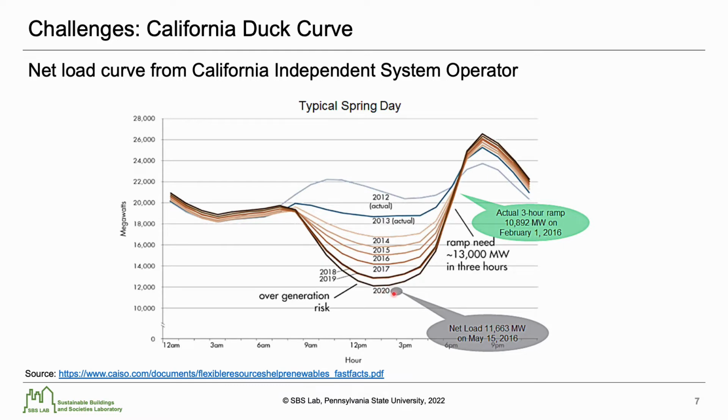And then when the sun goes down, there's a very quick increase of the net load because of the quick drop of PV production. This is going to bring two significant challenges. The first one is how to prevent the overgeneration of electricity in the afternoon. The second is how to quickly ramp up the energy production in the early evening to meet the demand.